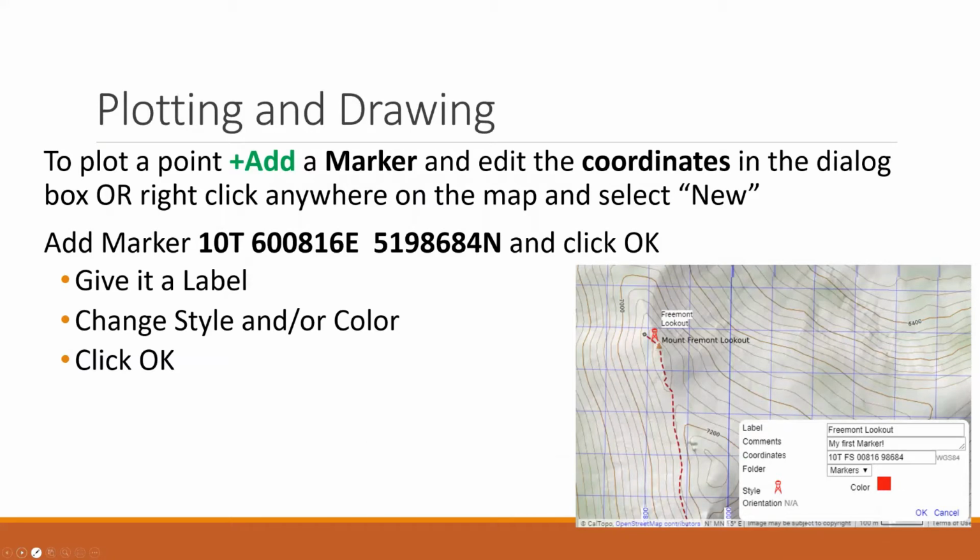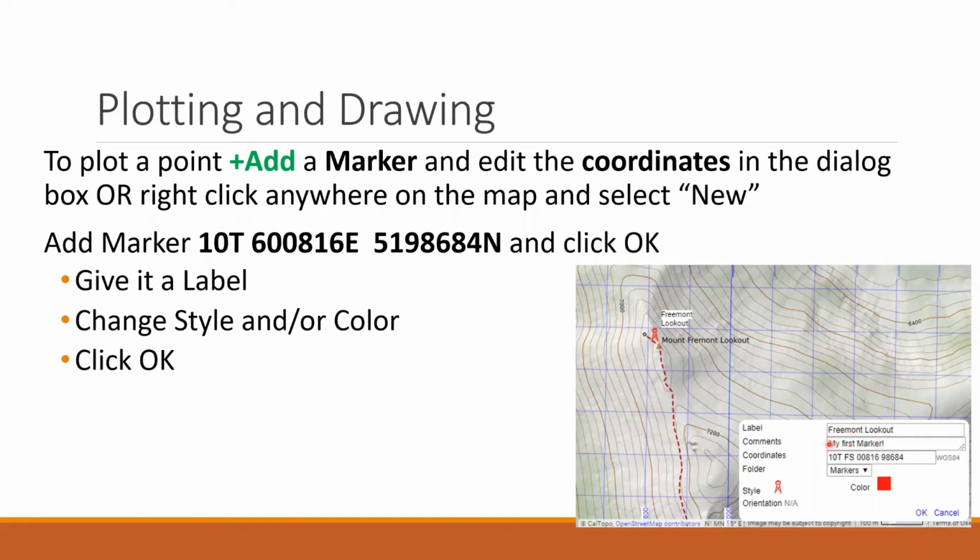Okay. To plot a point, if you remember, there were three different ways. There was an add menu at the top, there's an add new object on the left, and then you can right click anywhere on the map and choose to add something. But we discussed a marker, and down here, you can edit the coordinates. This is the label that you'll see if you choose to display it.